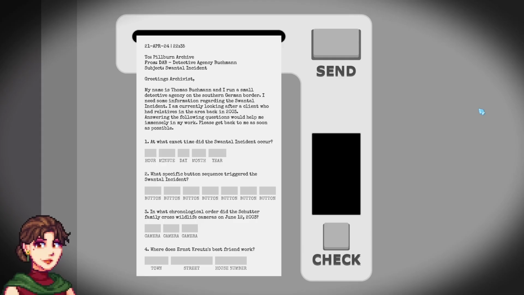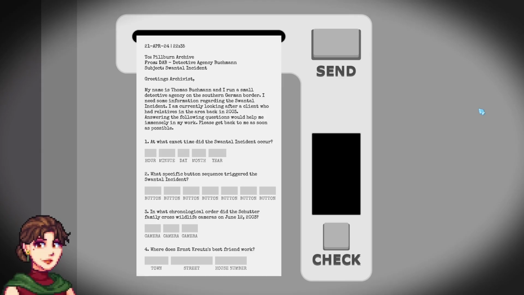Okay, so at what exact time did the Swansel incident occur? What specific button sequence triggered the Swansel incident? In what chronological order did the Shutter family cross wildlife cameras on June 12, 2003? And where does Ernst Grütz's best friend work? Okay, there's a lot. Hold on, let me write this down.